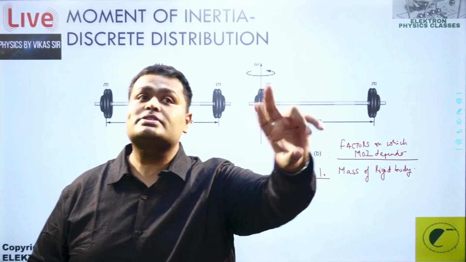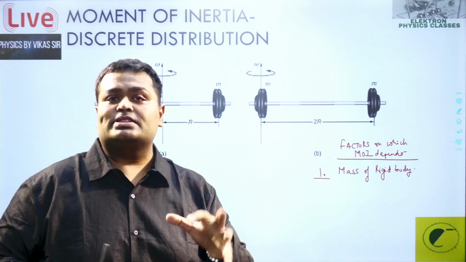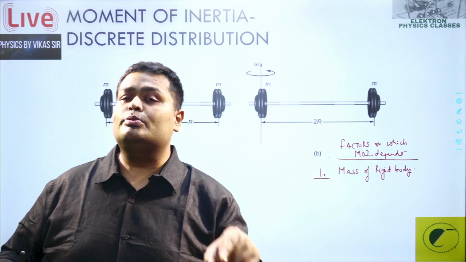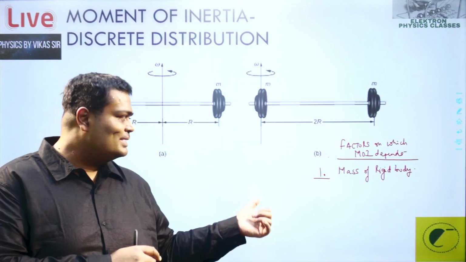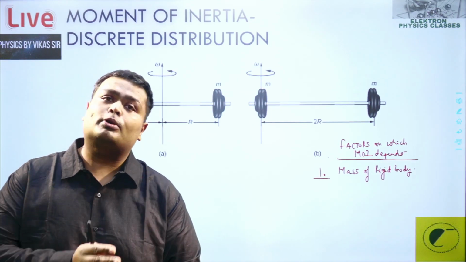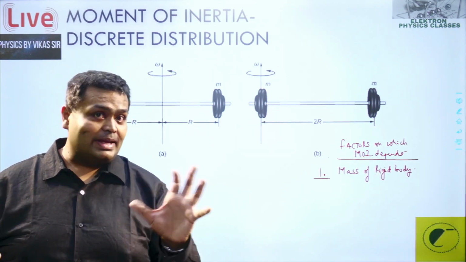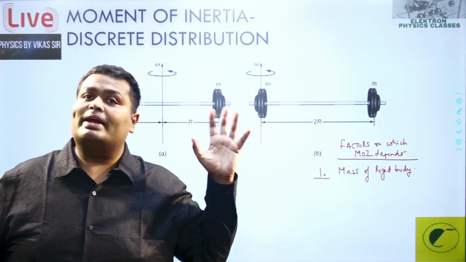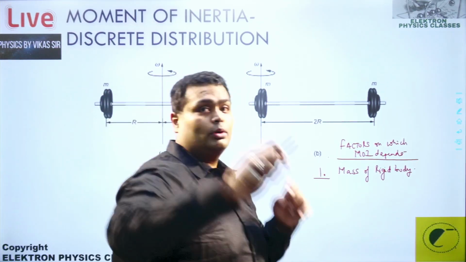See, it's different from COM. In the center of mass concept, we said the COM does not depend upon the overall mass, but definitely depends upon the distribution of mass. So this idea is slightly different. In this, it depends definitely upon the mass. So if there are two objects of the same shape, that means the same distribution, but one has a higher mass, it will have a higher moment of inertia. Of course, I talked about the shape.